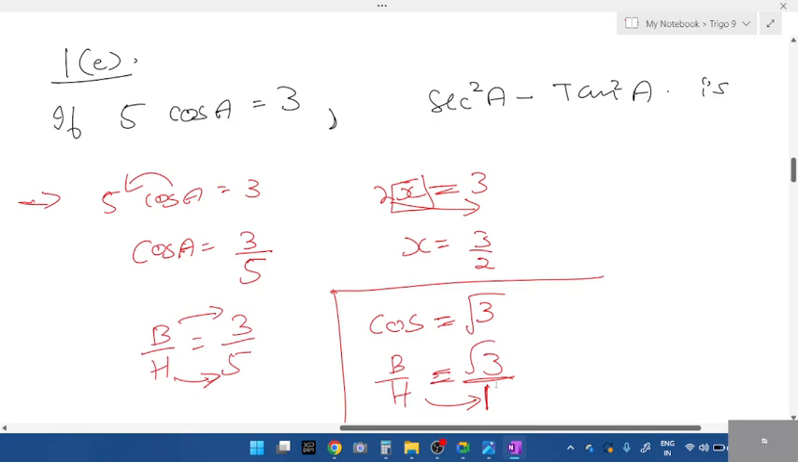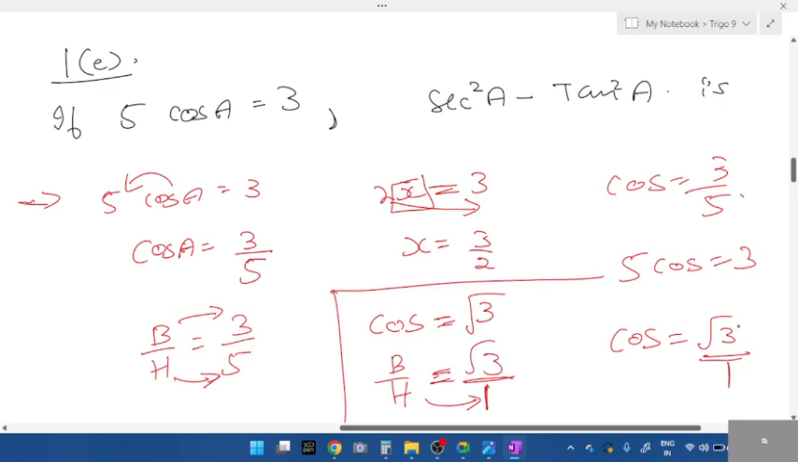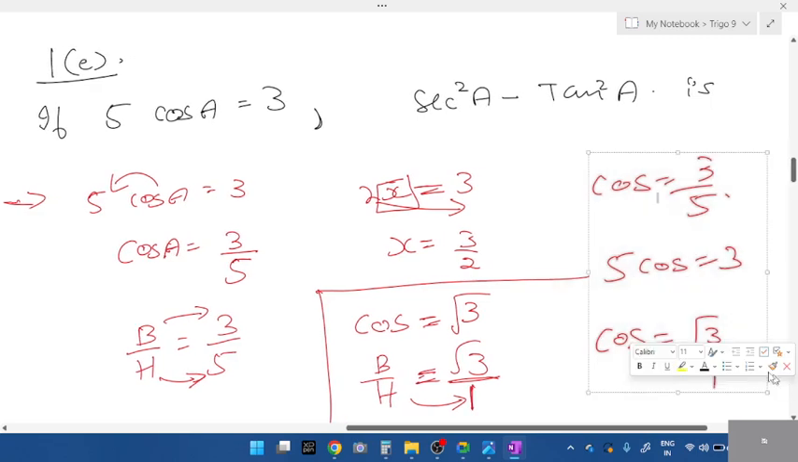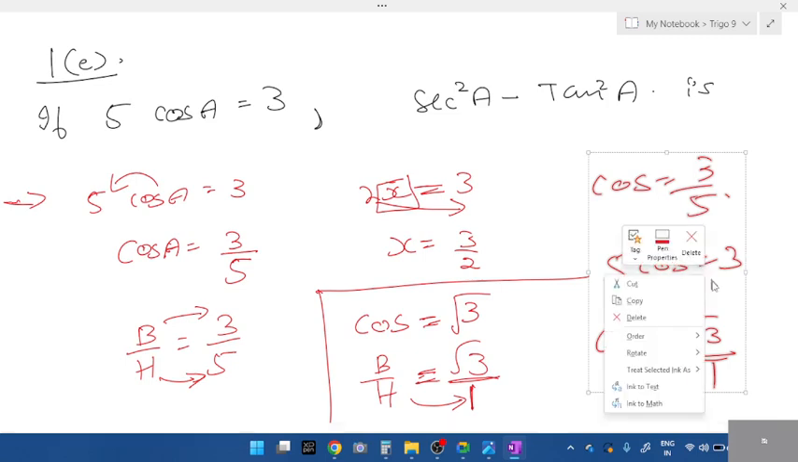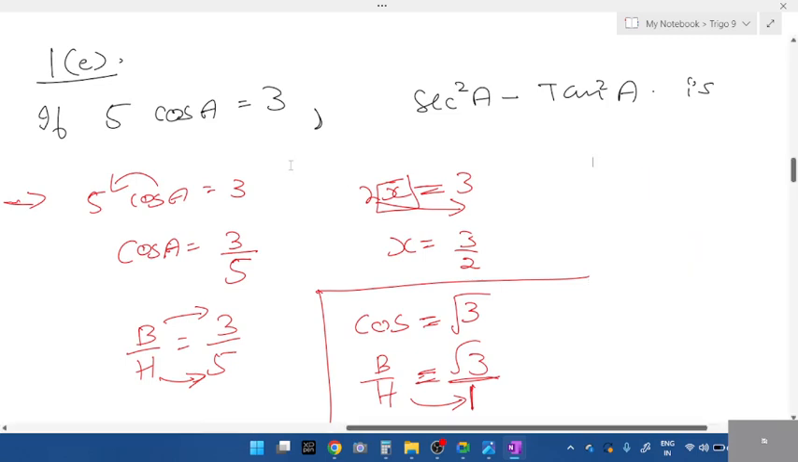So these are the 3 types of questions you'll get. One, they'll give you both the numbers, like cos is 3 by 5. The other type of question, they'll give it like this, where we have to bring down 5. The third type of question, they'll give you only the cos value, root 3, like this. Then you take the denominator as 1. Put the denominator as 1 and solve the question. These are the 3 types of questions you get. Okay, I hope this is clear.